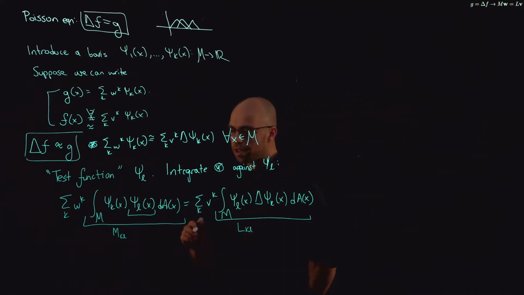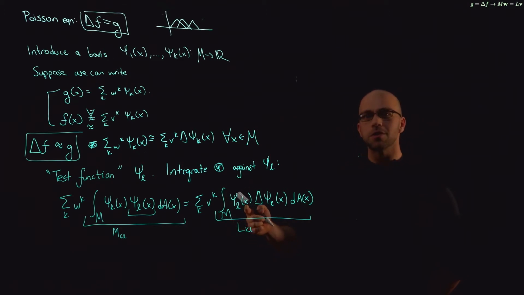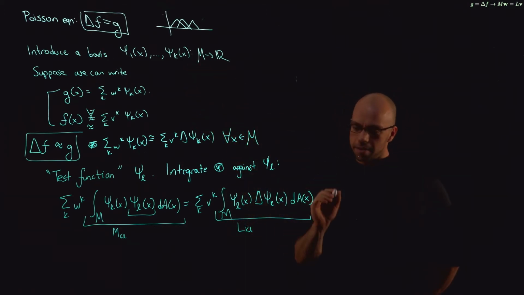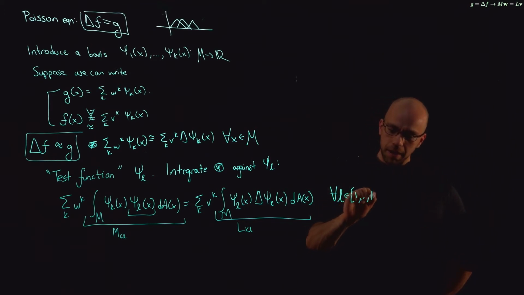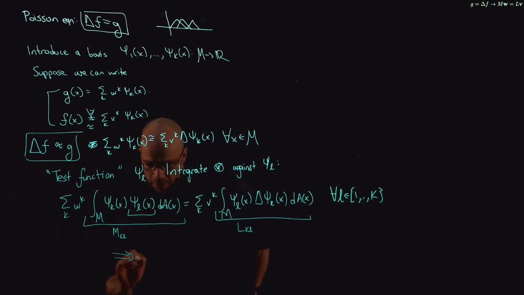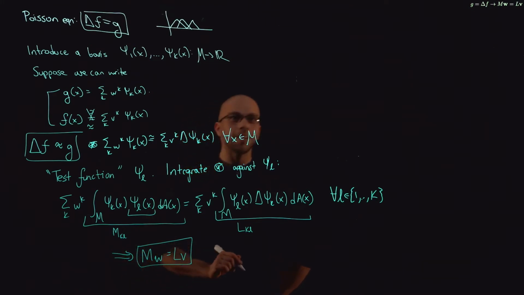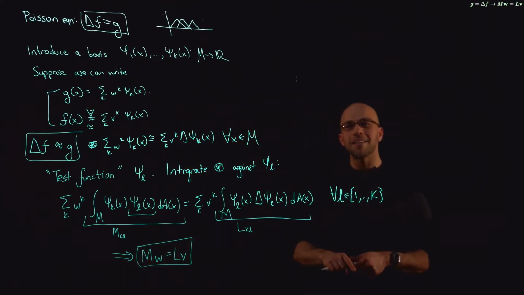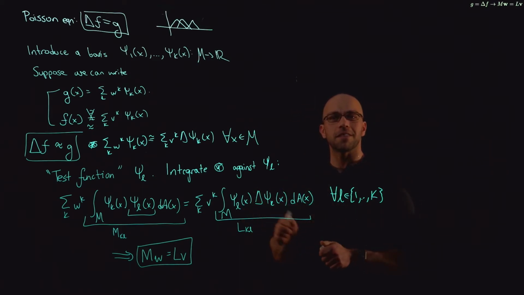All right, and so what do I end up getting? Well, if I ask that this is true for every test function psi_L drawn from our initial set, so for all L in 1 to big K, then I get a matrix system that looks like M times W equals L times V. That doesn't look so bad. And the M's and the L's here are functions of our basis psi, but they're not functions of the coefficients W and V.